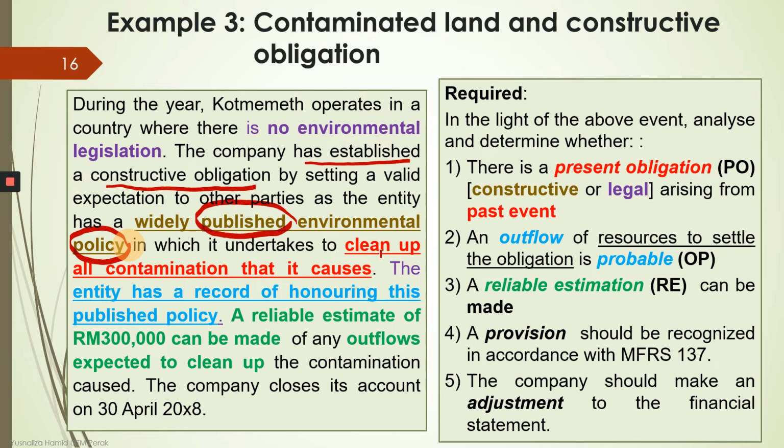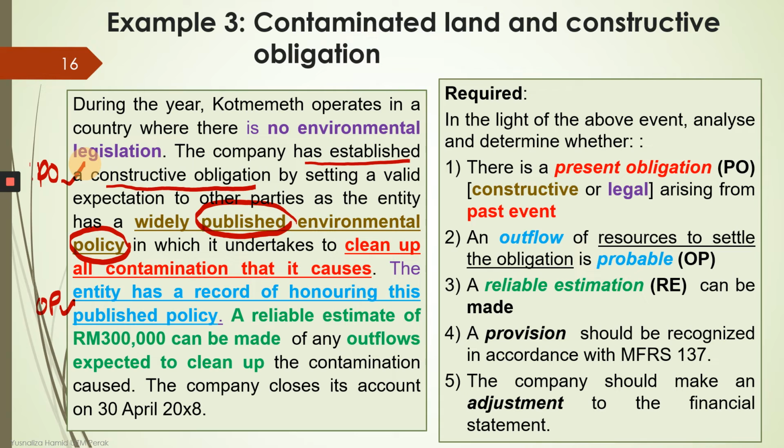And the one in red is the past event, clean up all contamination that it costs. So that means that contamination caused by the company is the past event. The entity has a record of honoring this published policy. So in the past, they have been publishing that environmental policy that they will clean up the cost. So they have the record of honoring this published policy. When they have a record of honoring this published policy, the outflow is probable. Of course, the first one has been met, present obligation as a result of past event, and it has something to do with constructive obligation.